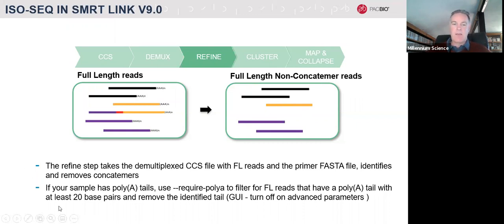Okay, so if your sample has poly A, you require a poly A step to filter to look for those full-length reads. So make sure that you've gone through to the poly A tail. And there's some other parameters there to make sure that they are good quality reads. And you end up with a bucket then of these full-length non-concatemer reads, so all the reads tidied up.